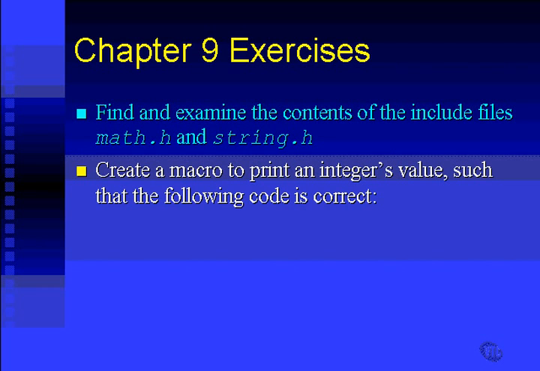Next, I want you to create a macro. This is a hash define macro to print an integer's value such that the following code is correct. We'll call the macro print_int, and you'll feed it one particular integer, any old integer, and the macro will print it out using, say, printf. Hopefully printf. I can't imagine what else you're going to use to print out an integer. Okay, so if you get the macro working properly, then this piece of code here, print_int x, will work. Will compile and run.